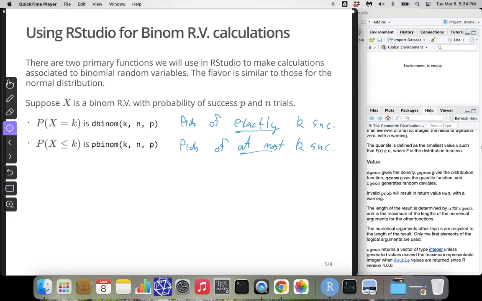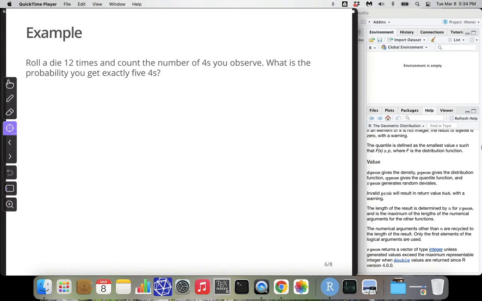Great. Let's actually see how we can use these in the context of a couple problems. So now we're going to roll a single die 12 times and count the number of 4s we observe. What is the probability that we get exactly 5 4s? Let's just do a quick check to make sure that we actually have a binomial random variable. Do we have a fixed number of trials?